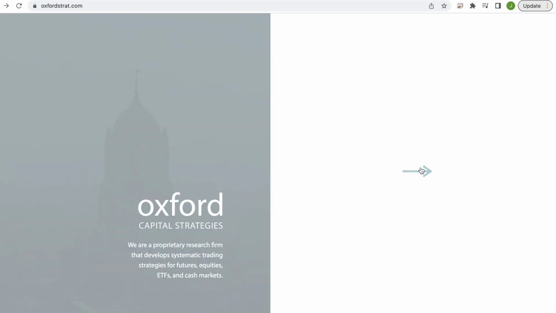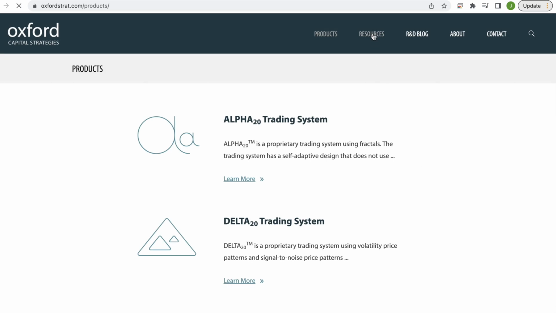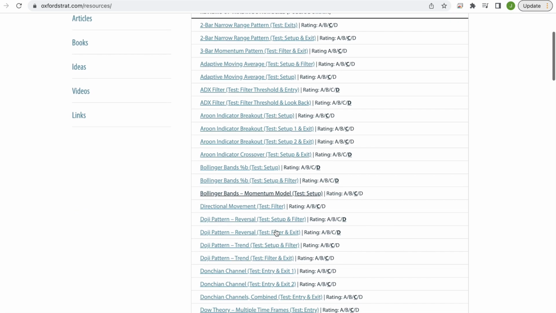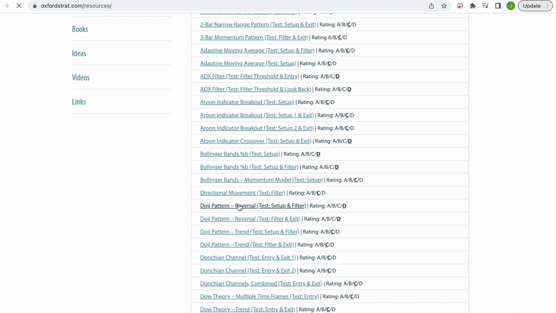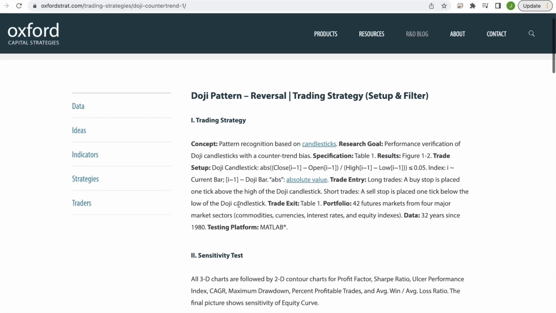I got the idea for this strategy on a great resource page on a website called Oxford Capital Strategies. This strategy they're calling the Doji pattern reversal. My rules are ever so slightly different, and I've reduced the number of tests to 3 just to keep things simple. They tested out a lot of the futures markets, where I'm going to be testing the Forex markets. If I was to do more tests, then I think that would warrant more videos.